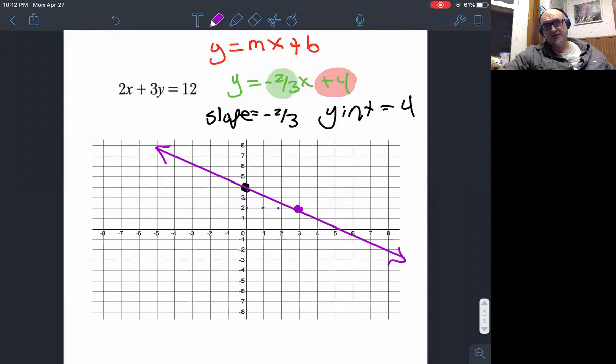This is how you graph equations using slope-intercept form.